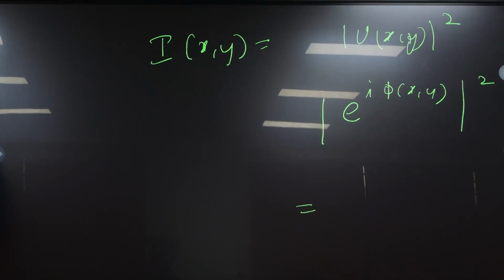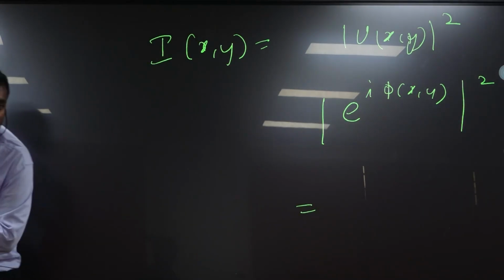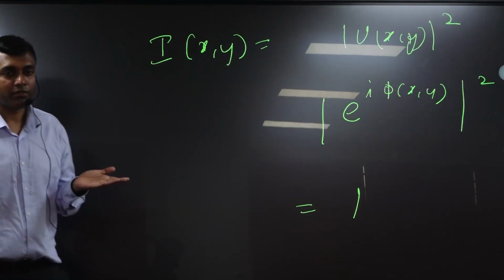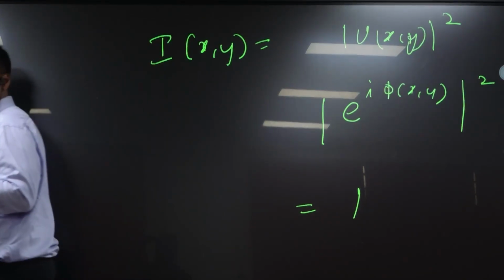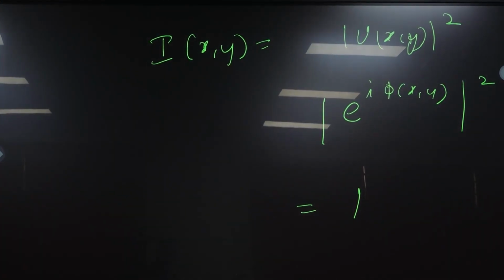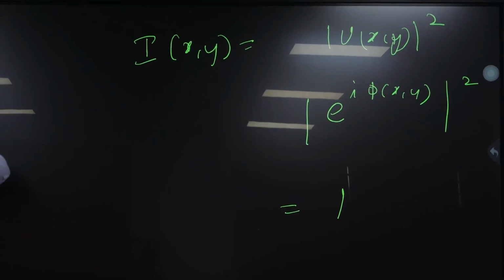What is this? It's not pi square, no. e to the i phi. What is the magnitude of e to the i phi? It's constant, it's 1. Right? The magnitude of e to the i phi is 1. So basically what you see is 1, which is a flat nothing, just white everywhere.